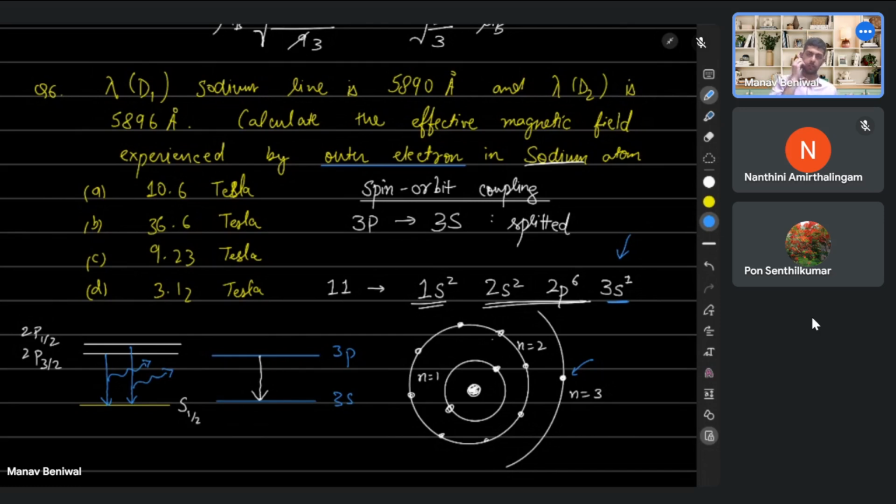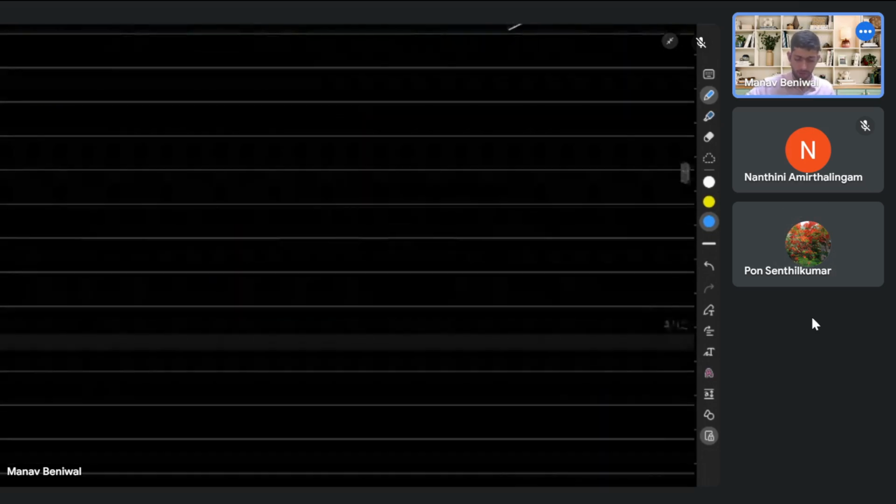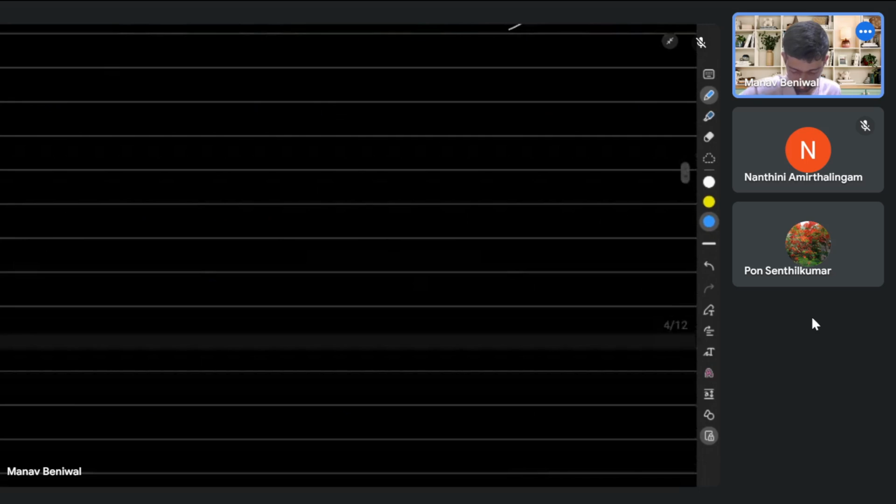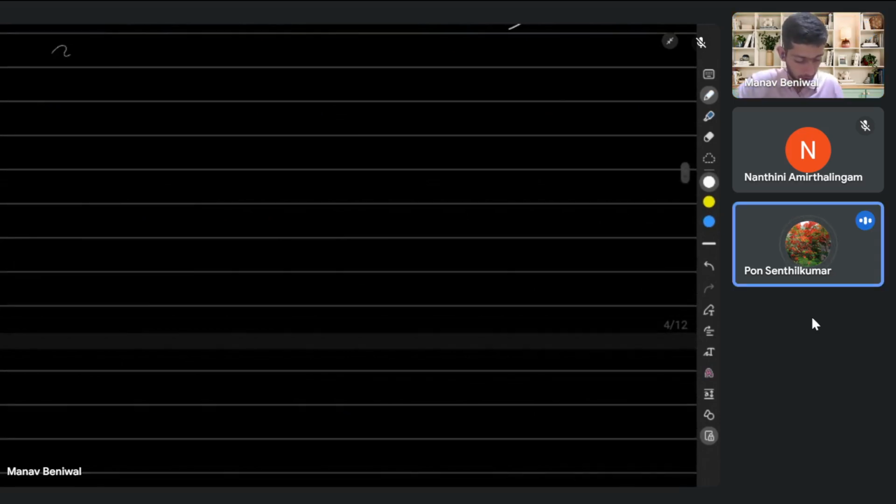Okay, now we want to calculate the effective magnetic field experienced by the outer electron. Fine, this is all good. So now let's try to find the magnetic field. So first of all, our frequency is given by c over lambda.